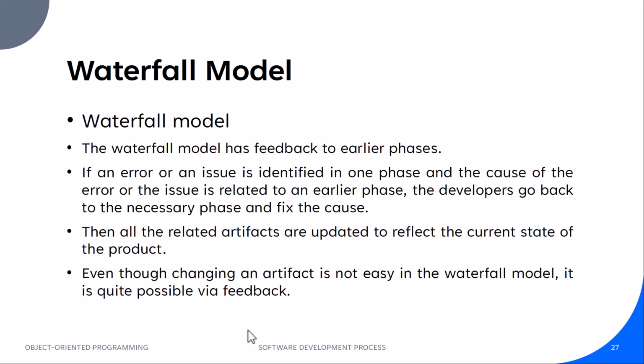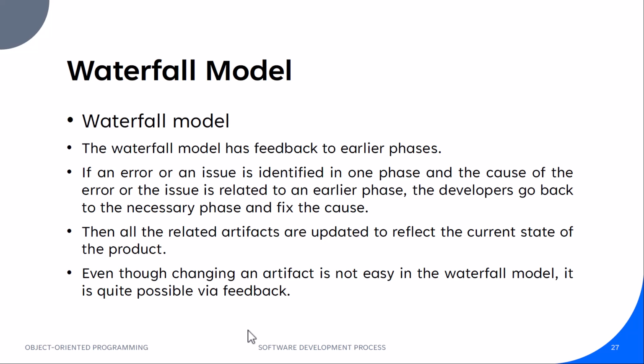Many practitioners who do not have an in-depth knowledge about the waterfall model may think that the waterfall model does not have feedback loops, but actually the waterfall model has feedback loops to earlier phases. If an error or an issue is identified in one phase and the cause of the error or the issue is related to an earlier phase, the developers go back to the necessary phase and fix the cause of the error. Then, the developers update all the related artifacts to reflect the current state of the product.